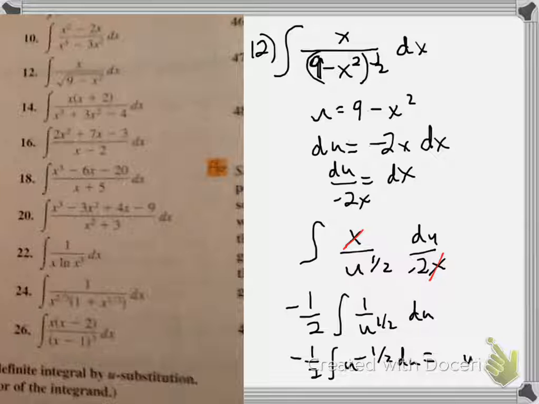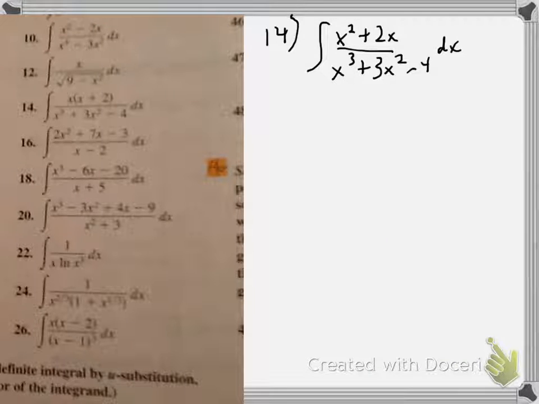That's u to the 1/2 divided by 1/2, which is the same as multiplying by 2. 2 times negative 1/2 is negative 1. Final answer, plug in your u. There you go.